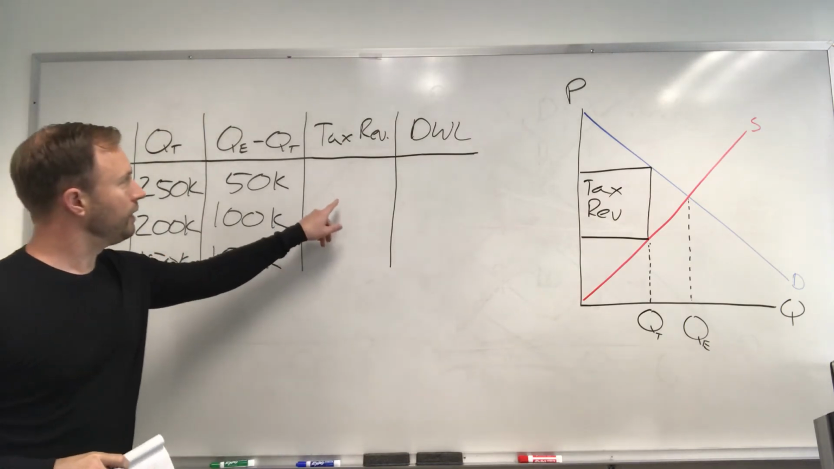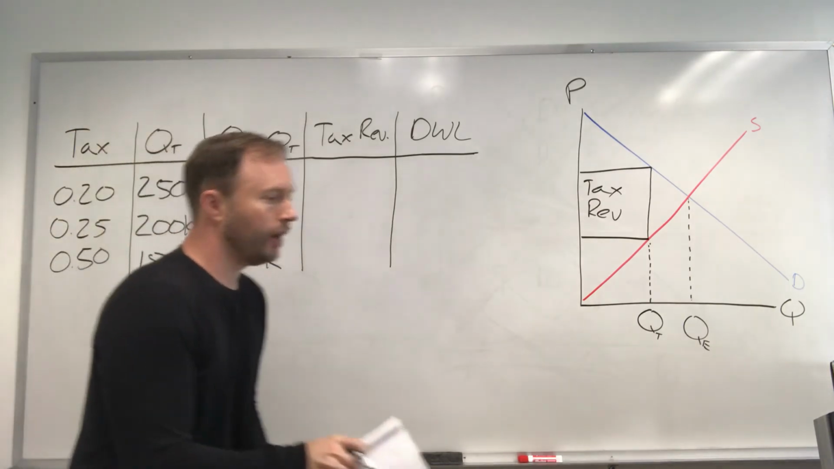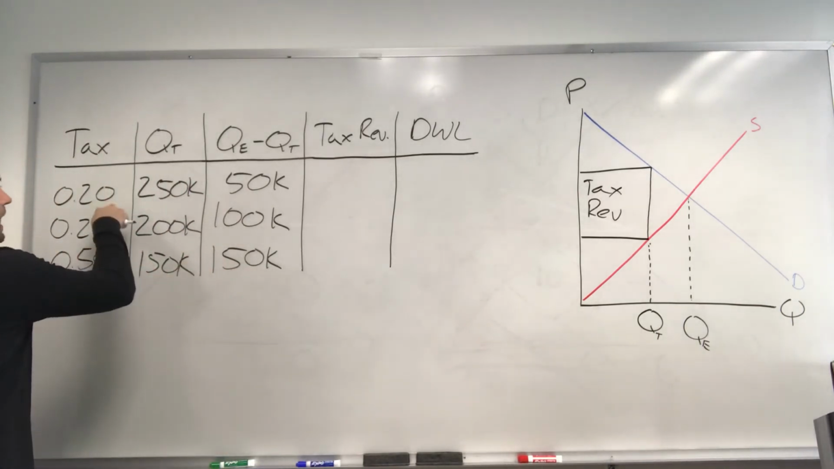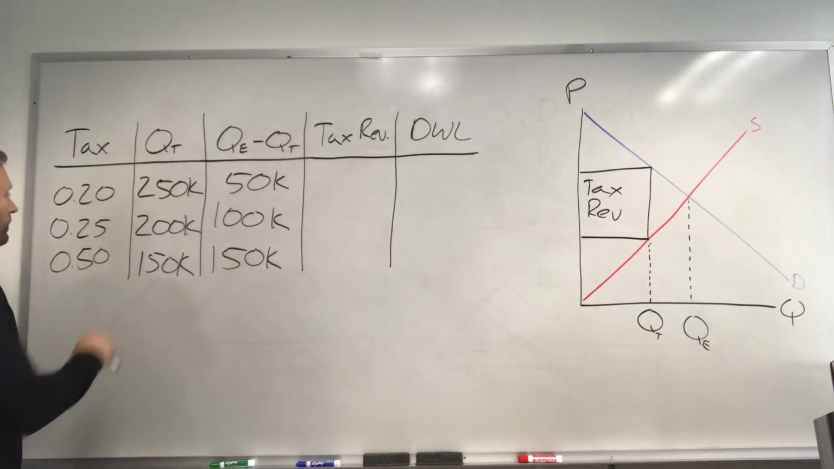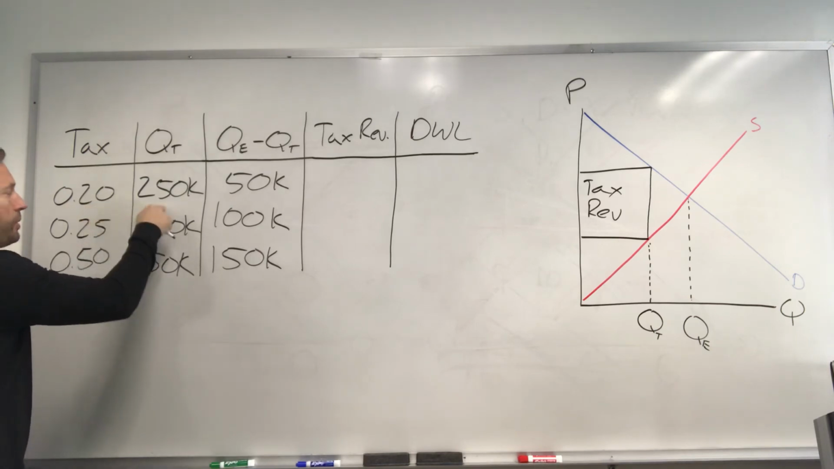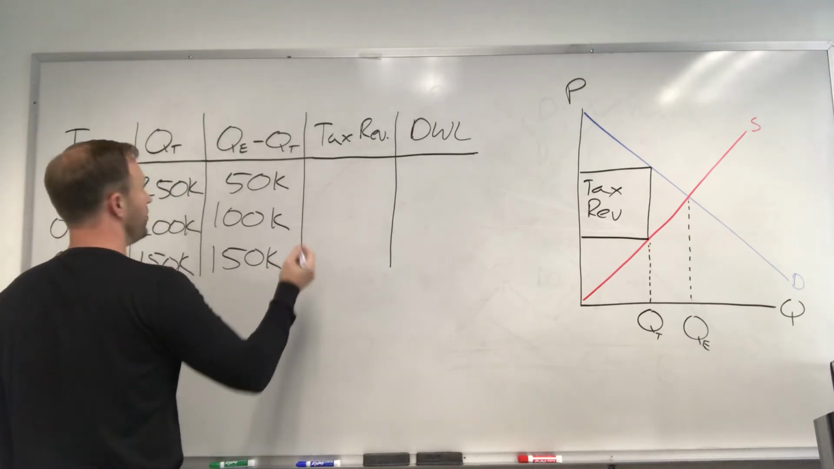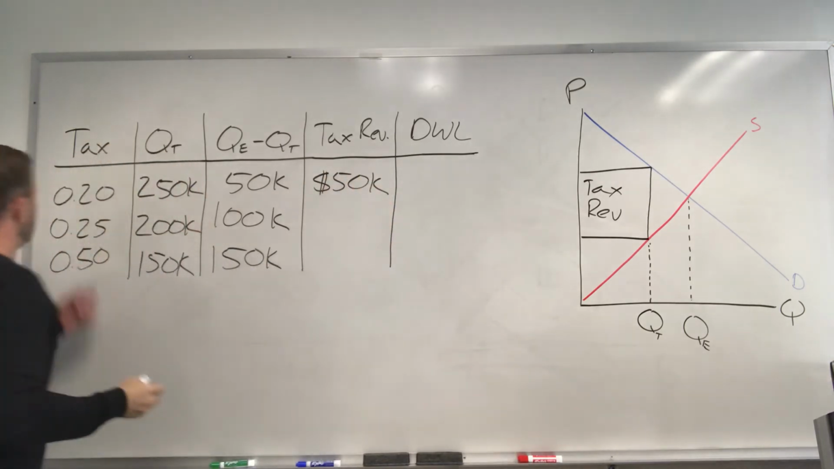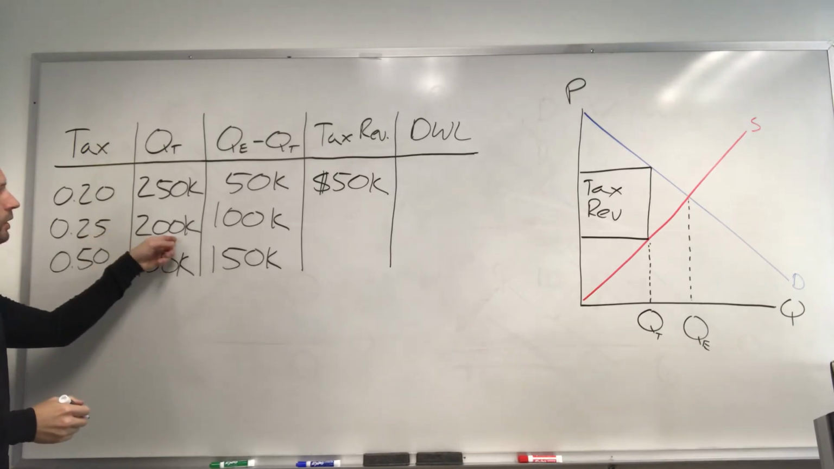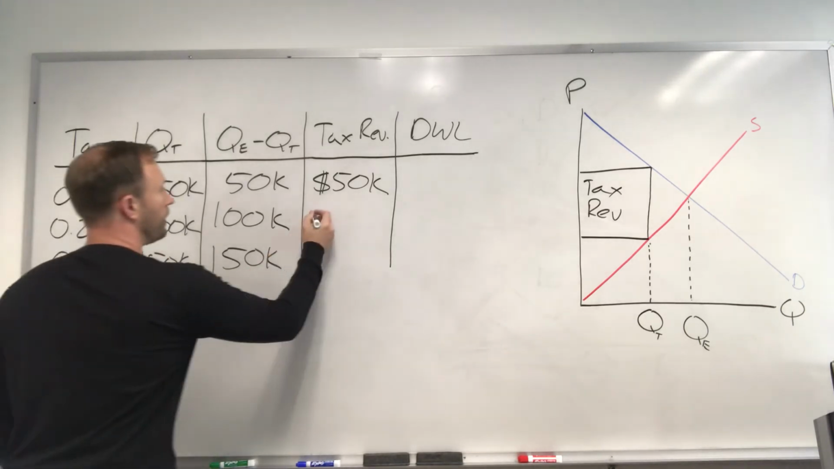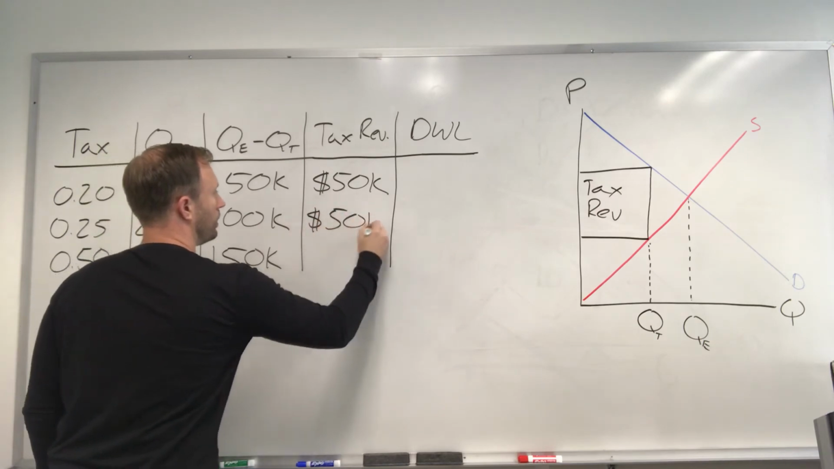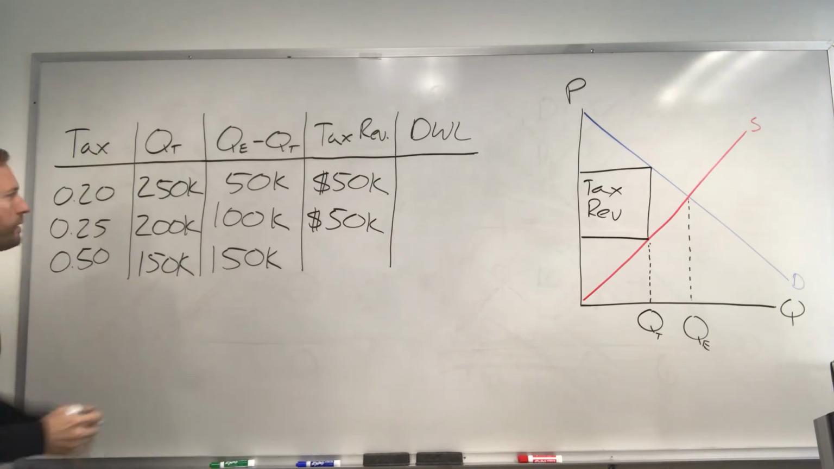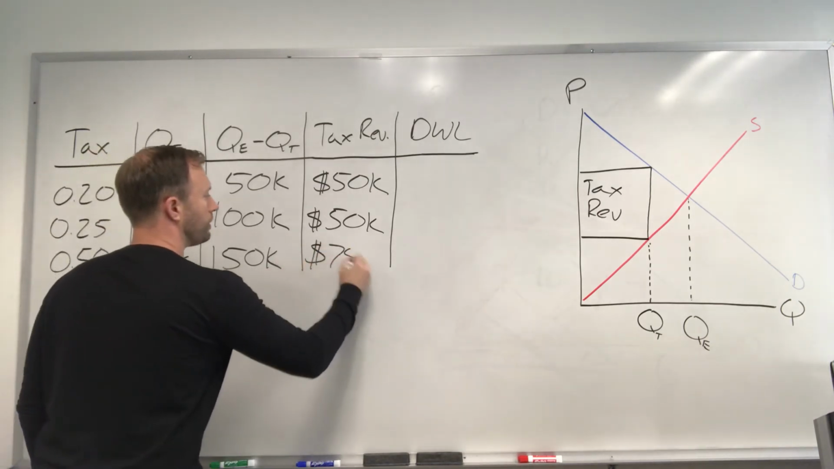So now we're going to calculate the tax revenue and the deadweight loss. Tax revenue is just going to be the tax times the quantity of transactions. 20 cents times 250,000 donuts is $50,000. 25 cents times 200,000 donuts is also $50,000. And 50 cents times 150,000 donuts is $75,000.